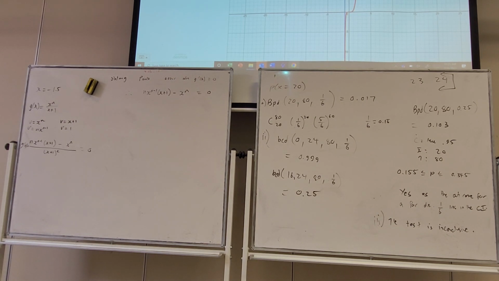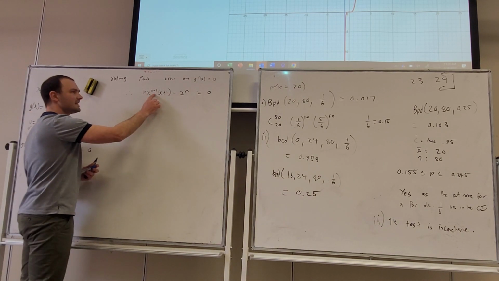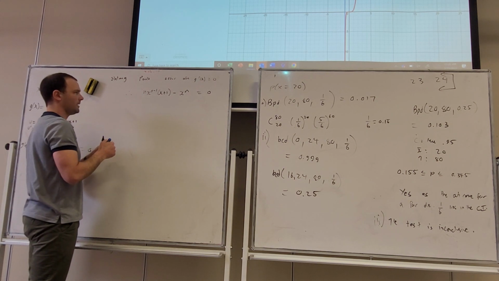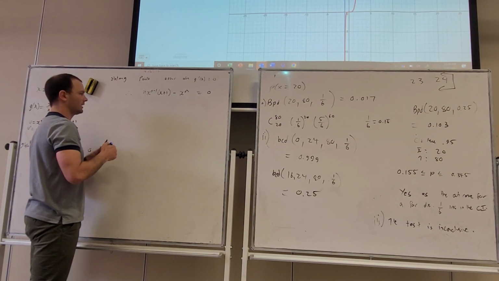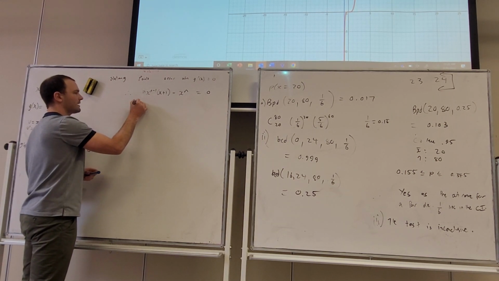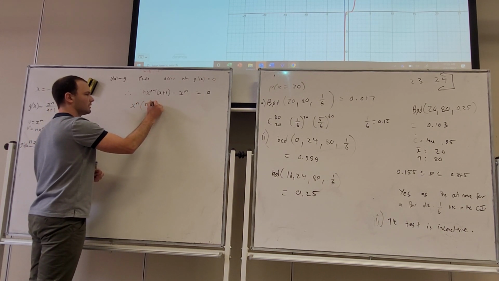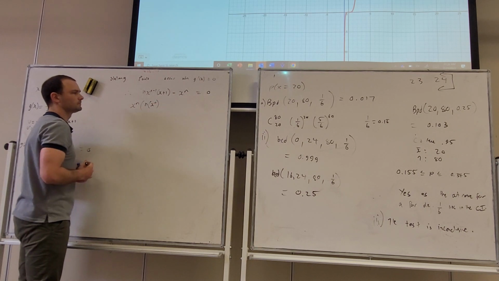Okay, so whenever we've got multiple x's, we definitely want to factorize. We want to factorize whenever we can. So we are going to factorize x to the n. All right, and you might say x to the n is here, and it is here, but it's not here very clearly. So I'm going to show you how it is there by just pulling it out the front. So if we pull x to the n out the front, then what we're going to have here is n times x to the minus 1.